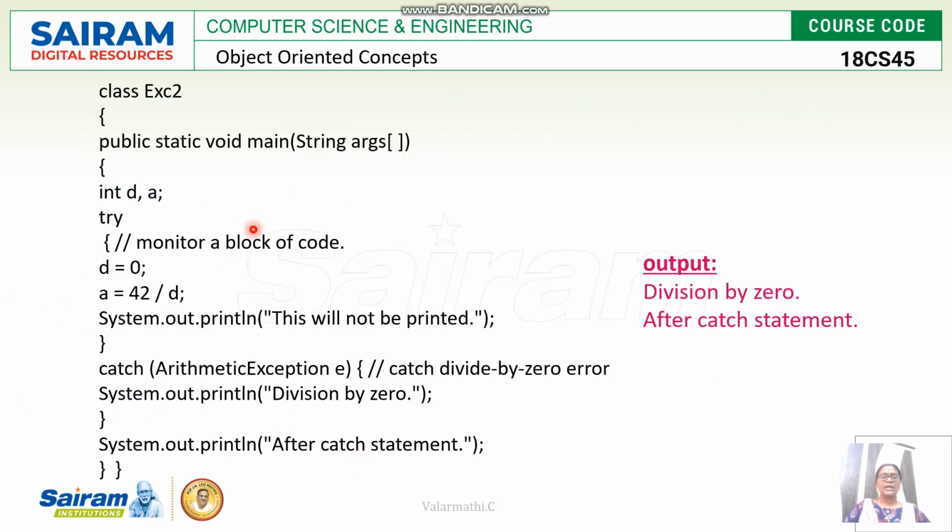And move on to one example program here. Here we have written the class with the name exception. Moving on to the example program, here the class is named exercise 2. Then public static void main is started.